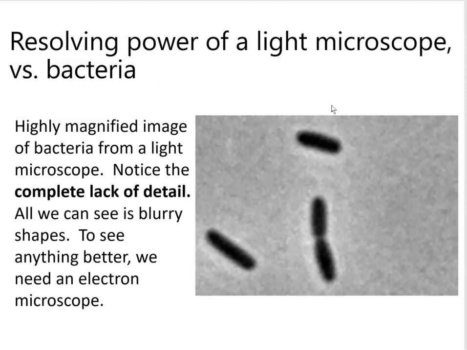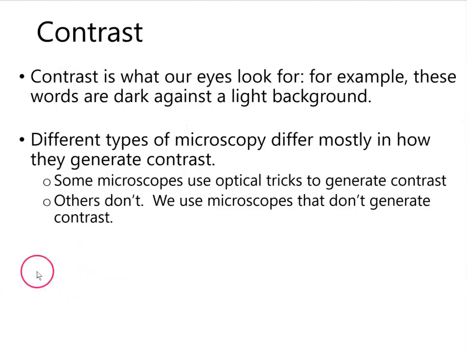If you have access to an electron microscope, there you're limited by the wavelength of electrons, which is much, much smaller, and so you get much better resolution and you can actually see details. But there you have to prepare samples in a very particular way. That brings us to contrast.